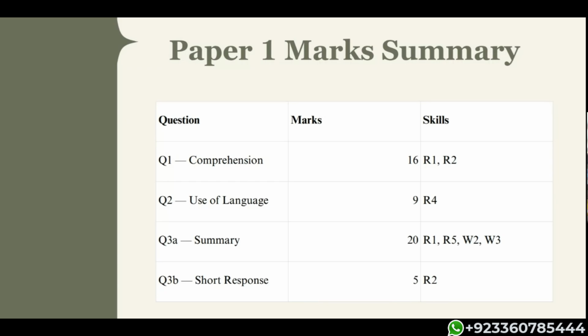This is the summarized chart for our paper 1. Question 1, comprehension, 16 marks. This is question number 1. For question number 2, 9 marks, जिसको हम writer's craft question कहते हैं. Then we have question 3A, summary based question होता है 20 marks का. You have to just write the summary.